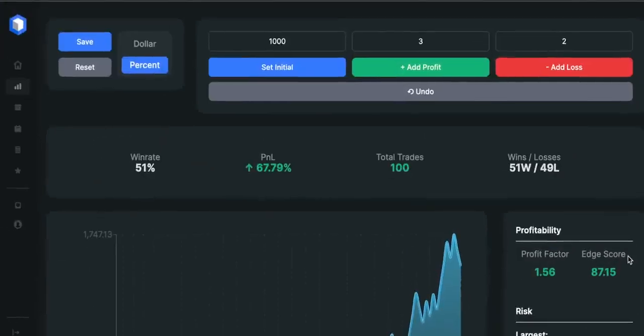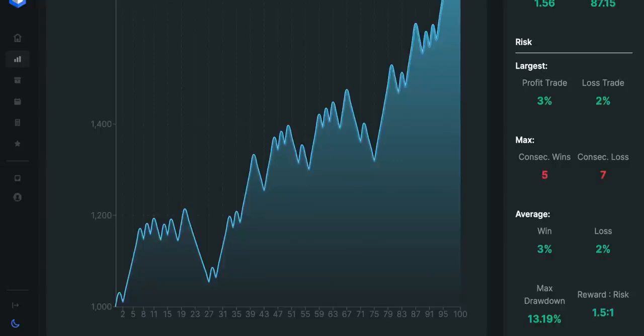Okay, so after 100 trades, the results are pretty average. We can see that the win rate for the strategy is only 51%. Even though the win rate is pretty low, we still managed to make 67.79% of profit on our account. The maximum drawdown we had was 13.19%, which is quite significant but not critical.